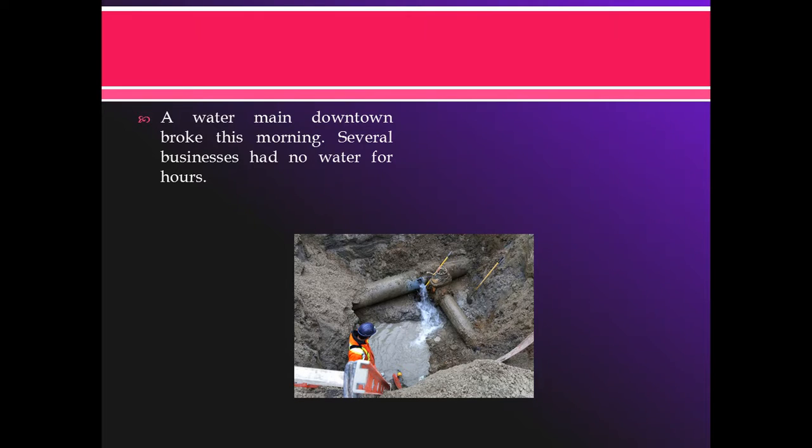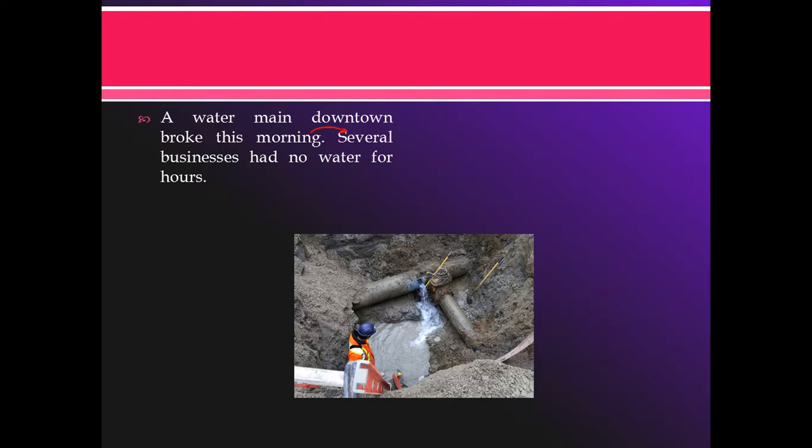So here's one. A water main downtown broke this morning. I found this on the internet. A downtown's water main is I think what they're trying to say. A water main, which is a big pipe, a main water pipe. A water main downtown broke this morning. Several businesses had no water for hours. So if you notice over here, these two sentences are related, right? The water main broke, and therefore the businesses did not have any water for hours. Correct? The two sentences are related.